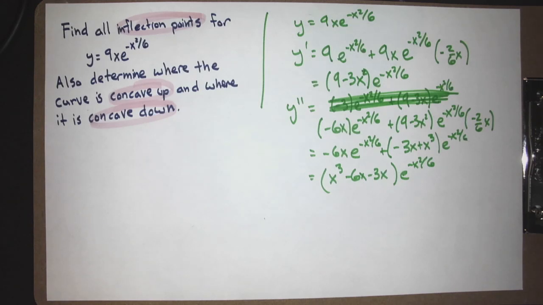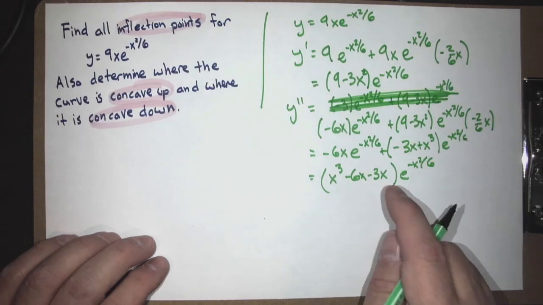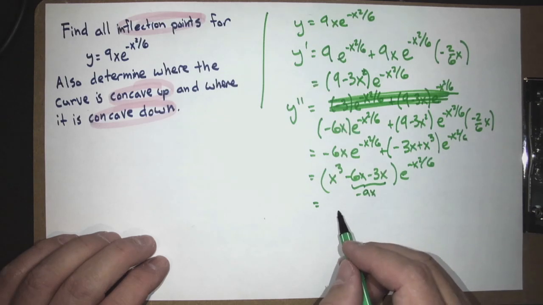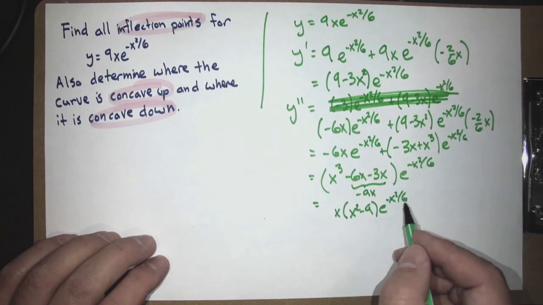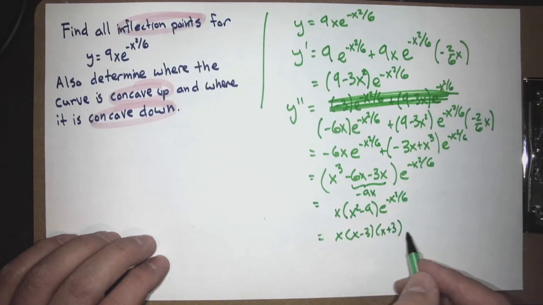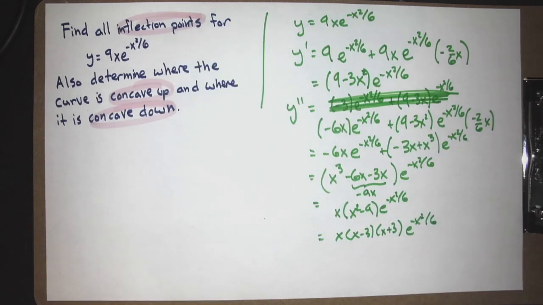Okay. All right. Oh, I should have said minus 6x minus 3x. There's an easier way to write that. That's minus 9x, and I can factor an x out. So it's x times x squared minus 9, e to the minus x squared over 6. And x squared minus 9 is x, x minus 3, x plus 3. Okay, good. Now, what are we looking for?